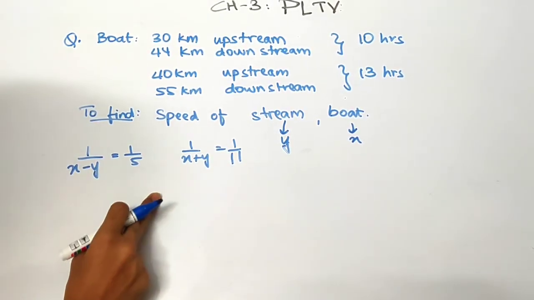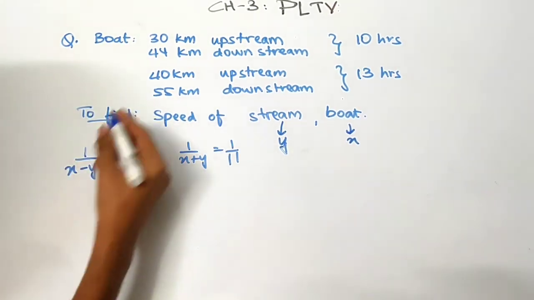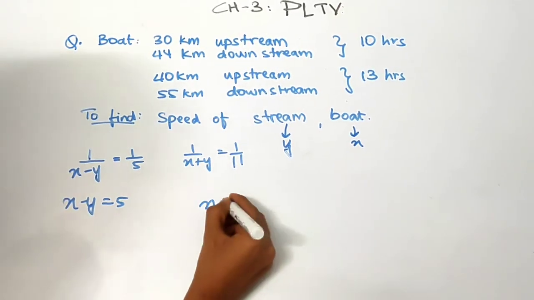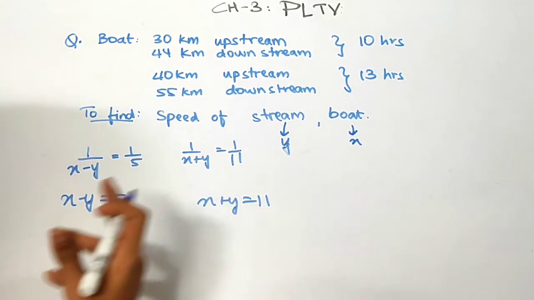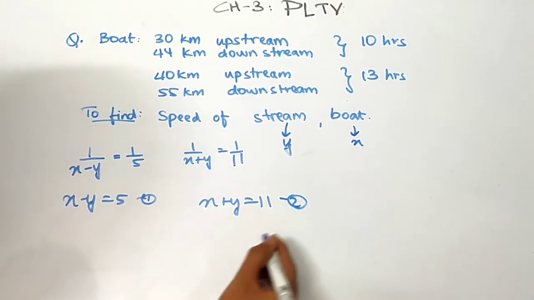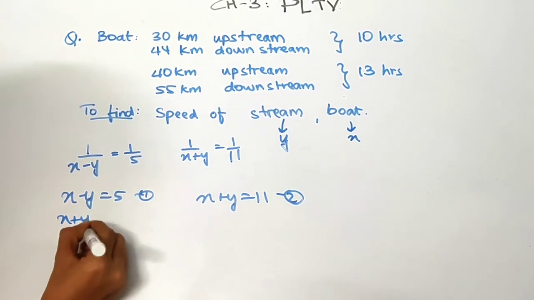See, these are the corresponding values of u and v, and we have equated it over here. Now you can take the reciprocal over here. So x minus y equal to 5 and x plus y equal to 11. Now as you can see, we have obtained two new equations to find the values of x and y. This is equation number 1 and this is equation number 2. Try and start solving it. So x minus y equal to 5, x plus y equal to 11.